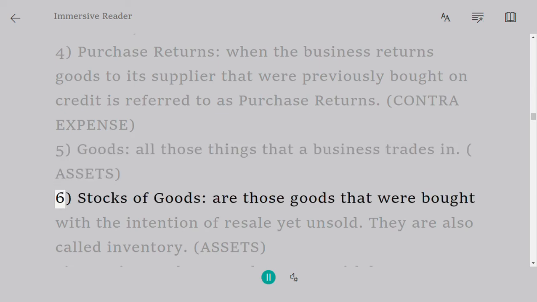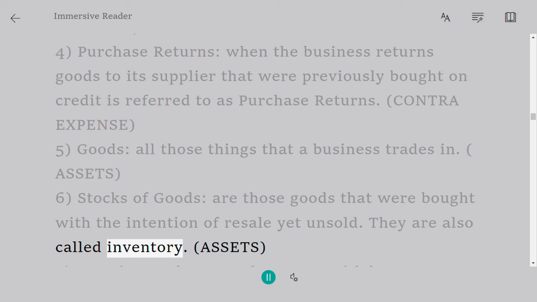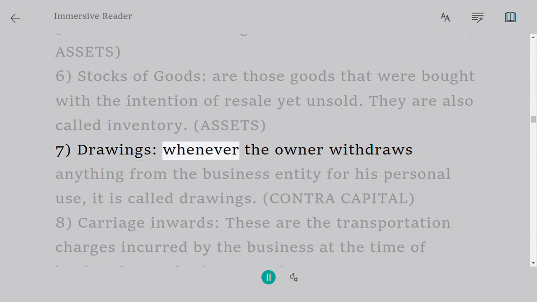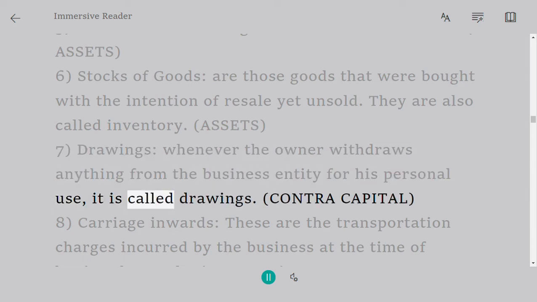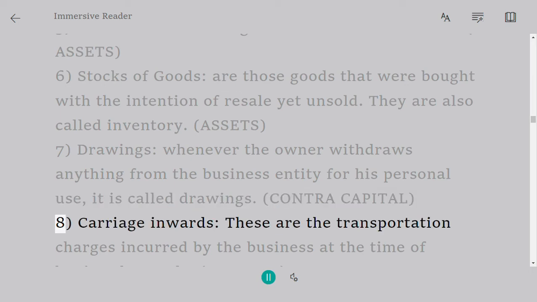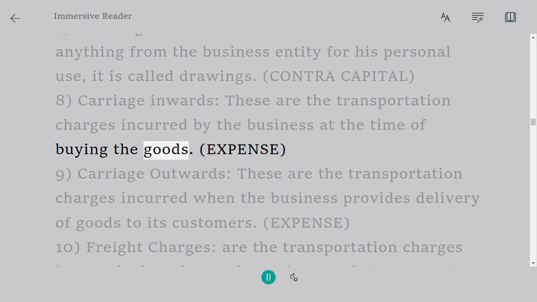Assets. 6. Stock goods are those goods that were bought with the intention of resale yet unsold. They are also called inventory. Assets. 7. Drawings. Whenever the owner draws anything from the business entity for his personal use, it is called drawings. Contra capital. 8. Carriage inwards. These are the transportation charges incurred by the business at the time of buying the goods.